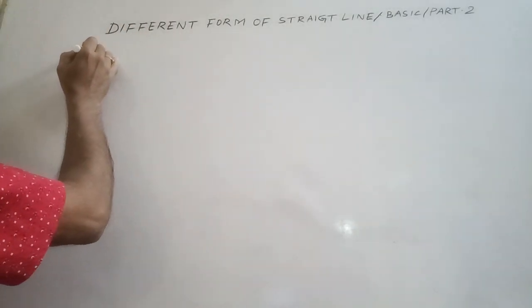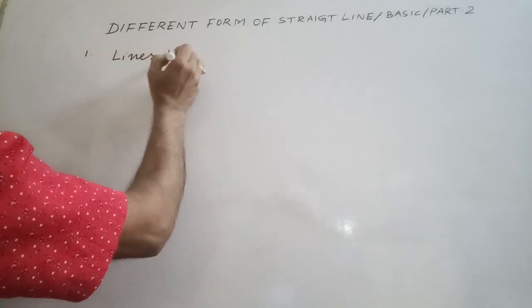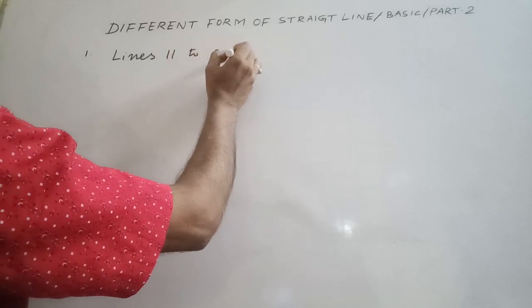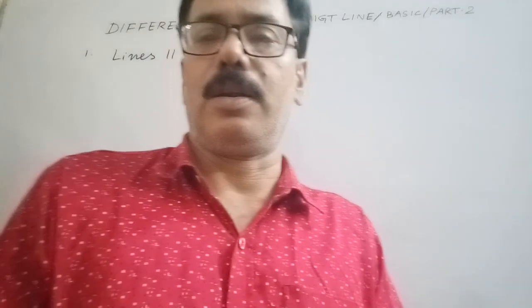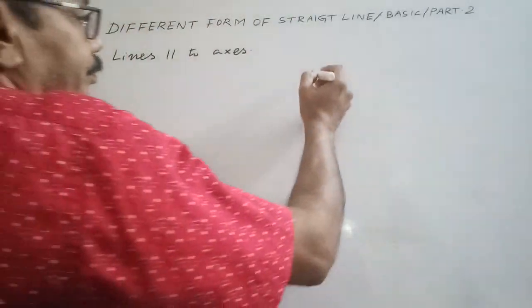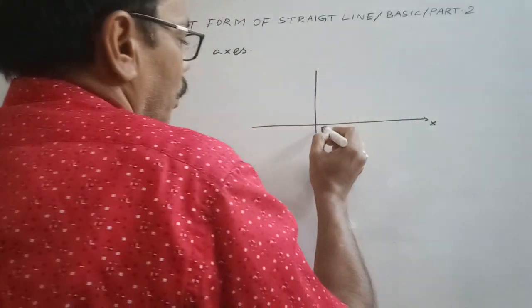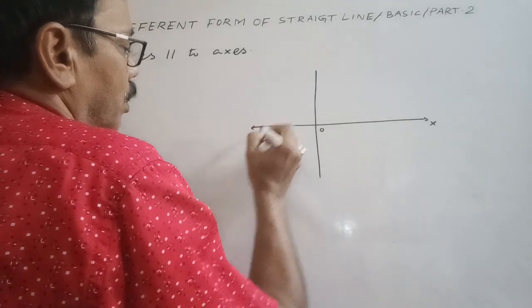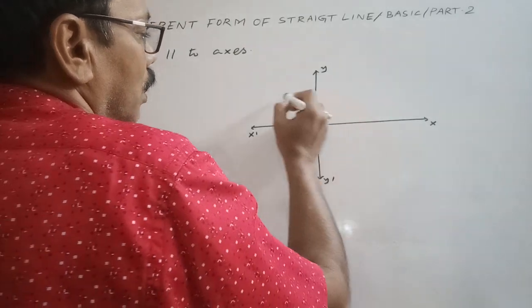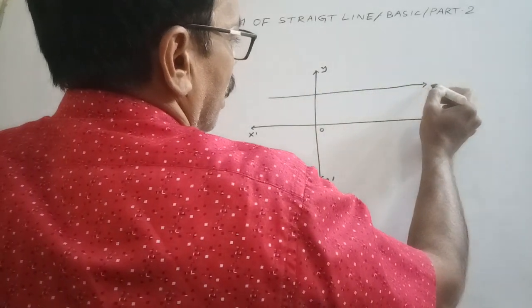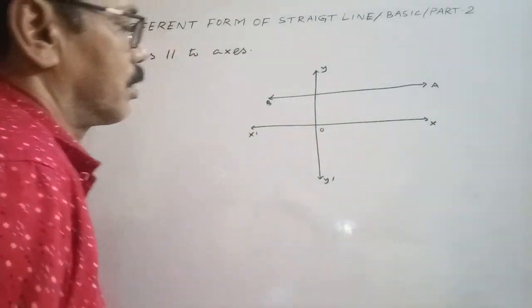Number 1, lines parallel to axis. All of you know it. So look, AB is a line. This is parallel to x-axis.